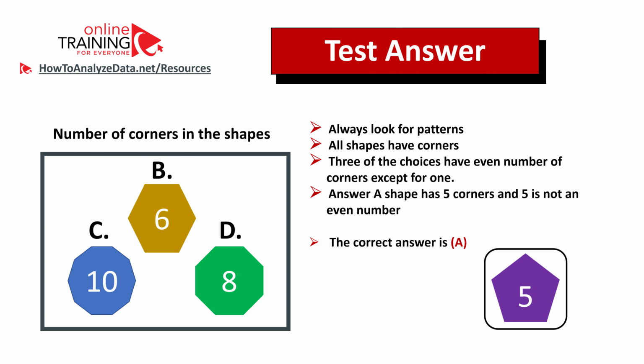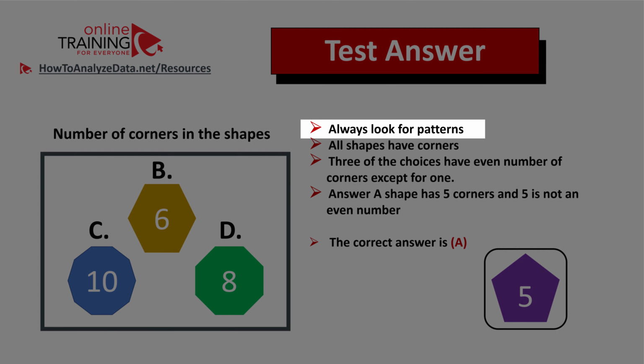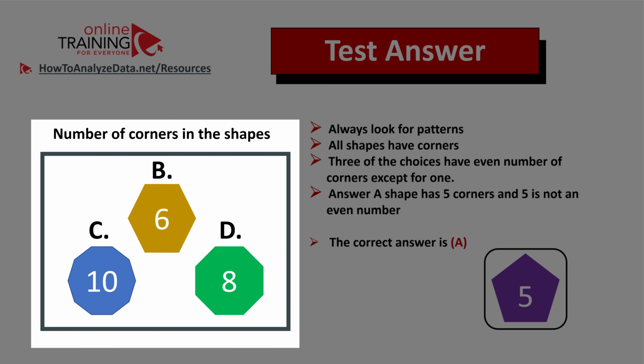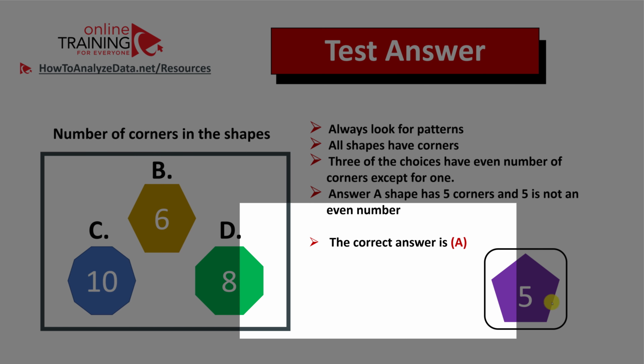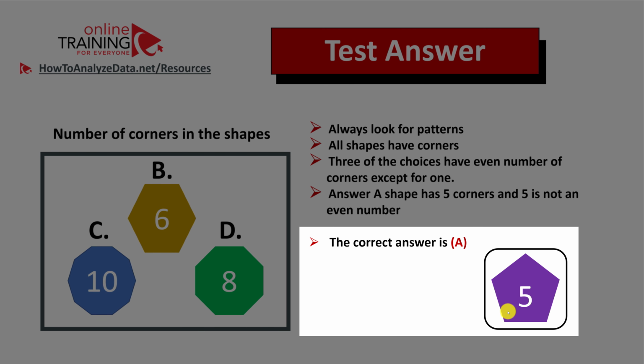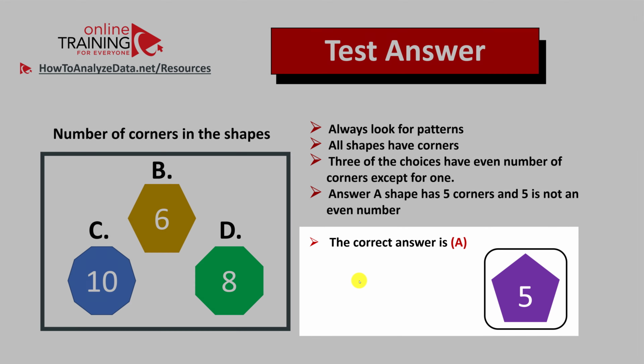Let me explain to you how to come up with the solution in this particular case. Always look for patterns. And the pattern specific to this particular question is number of corners in the shapes. If you look closely, 3 choices have even numbers of corners except for one. Choices B, C, and D have 6, 10, and 8 corners respectively. And choice A only has 5 corners. Hopefully you selected choice A when you looked at the question originally.